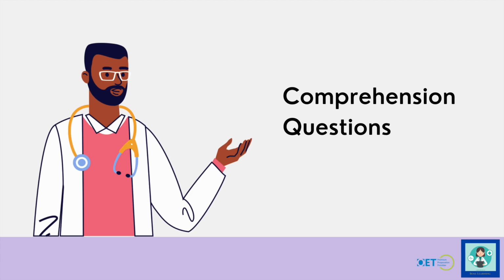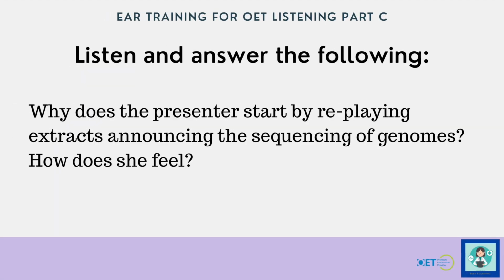I'm going to start off by doing some comprehension questions, and I want you to listen and answer the following. Why does the presenter start by replaying extracts announcing the sequencing of genomes? It starts with a little extract from the US President and the UK Prime Minister announcing the sequence of genomes back in 2000. So why does she do this, and how does she feel? How do you think she feels about it?